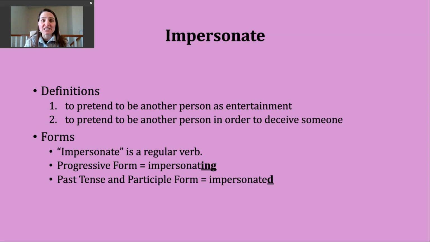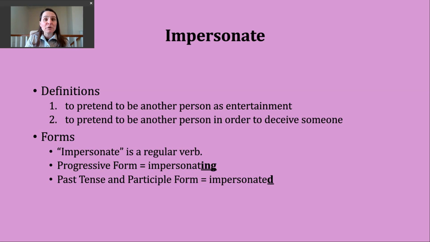To make the progressive tense, you're going to drop an E and then add ing to form impersonating. The past tense and participle forms of this verb can be made by just adding the letter D, since this verb already ends in an E. Our base verb, impersonate, ends with a T sound. So our past tense ending is going to make an id sound, and we're going to add an extra syllable as we say it. It should sound like this: impersonated, impersonated.